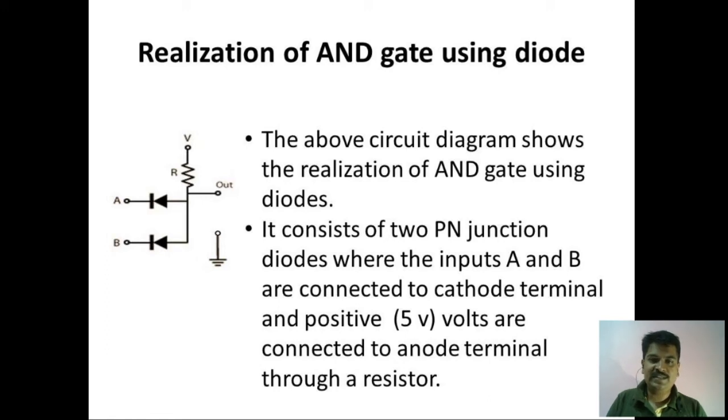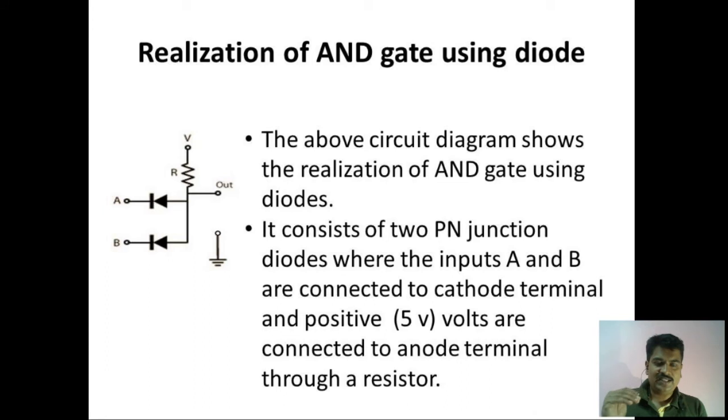Suppose B is under forward bias, so definitely there is again a voltage drop across the resistor. You cannot see any voltage across the output. It is enough that one diode conducts. That means there will be a voltage drop across the resistor. The output is obviously 0.